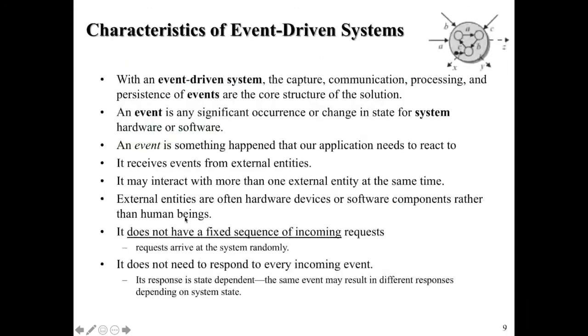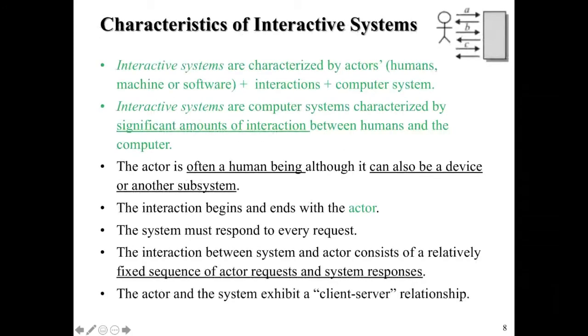All the interactions begin with an actor and end with an actor. That is, requests are sent by actors and responses are sent to the actor who sent the request. Next, whenever the system receives a request, it must respond to it. It cannot ignore the request. That is the characteristic of interactive systems. And in interactions, there is usually a fixed sequence. Sequence means order.